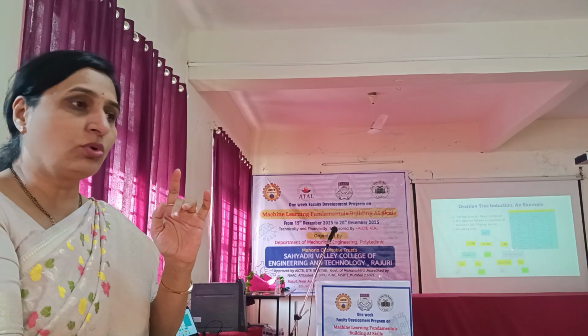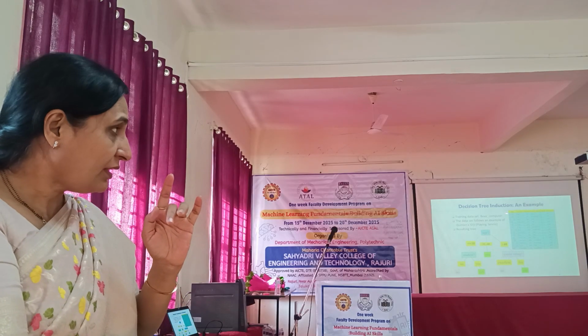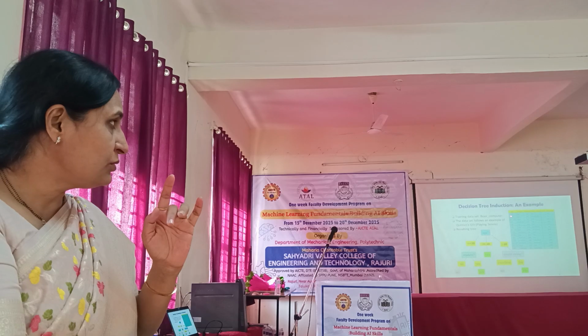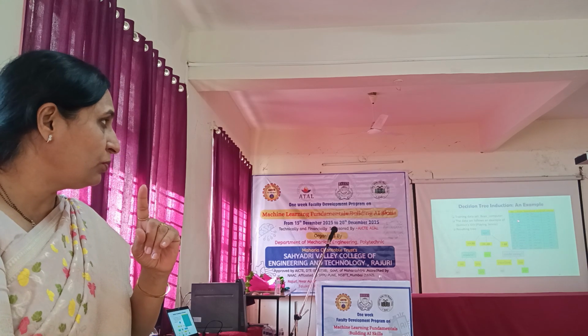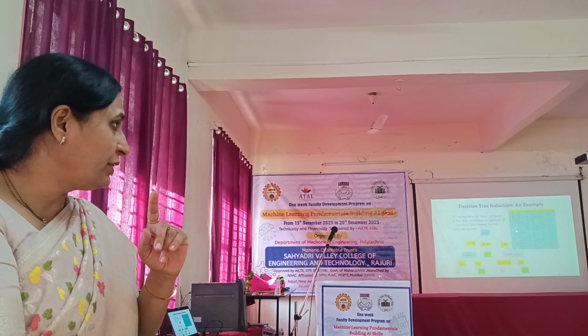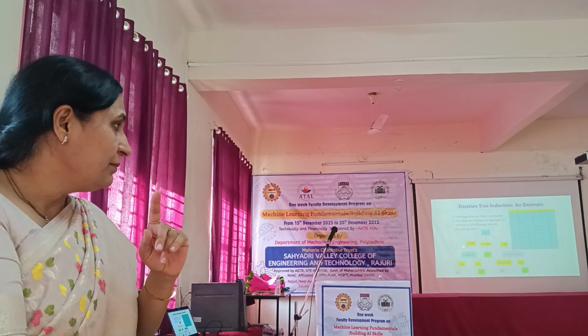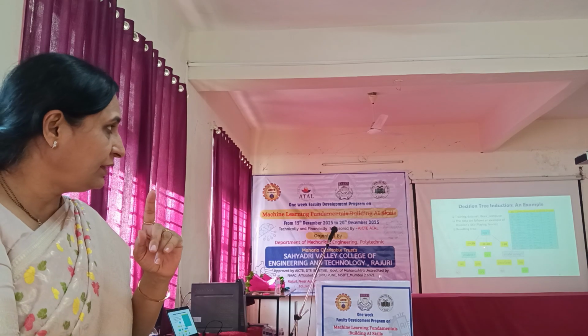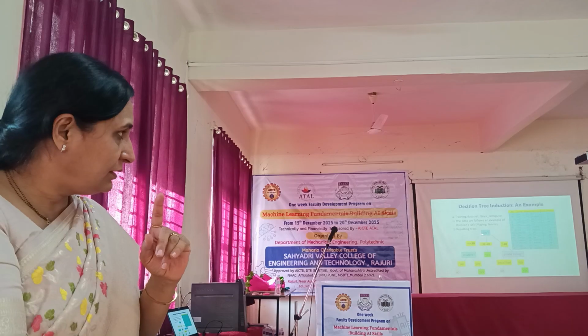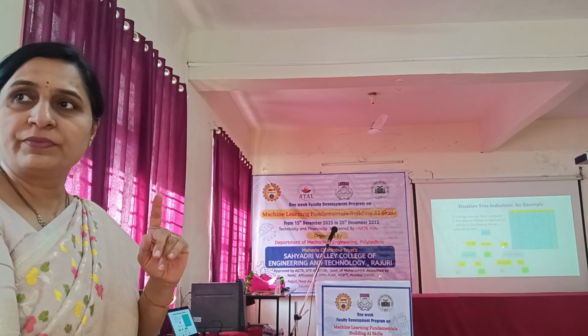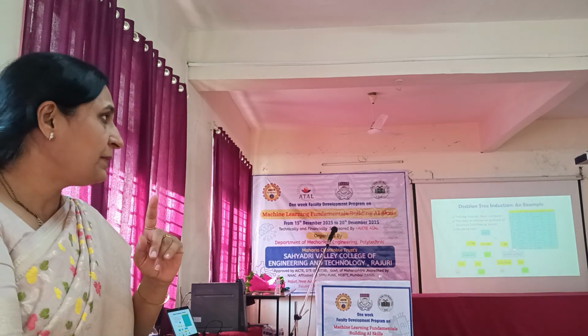That will become your root node. Now see, in this there are three types. In age, there are three types: less than 30, second is 31 to 40, and greater than 40. These are the three branches of that age.